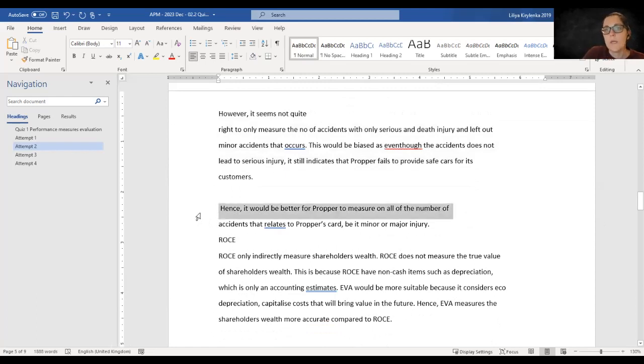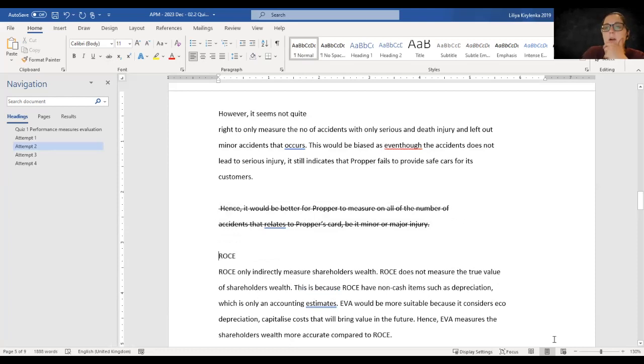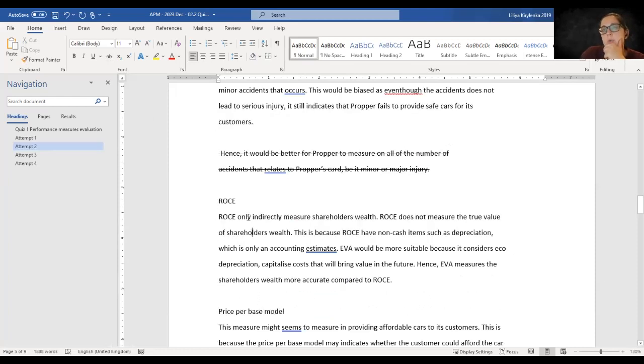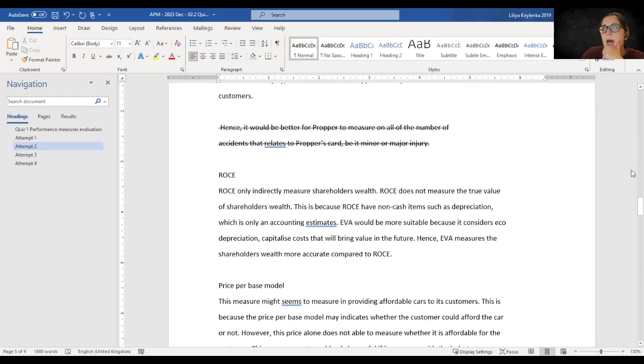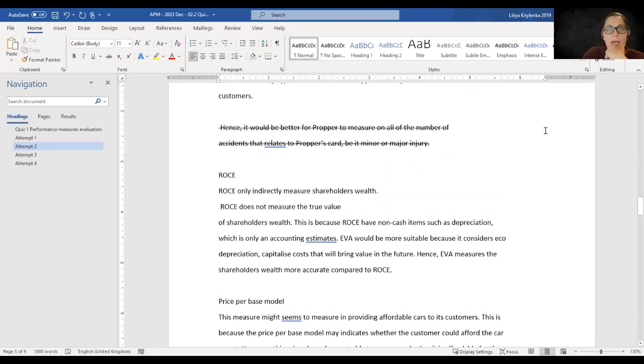The next sentence is off. Why? Because we were not asked to advise. This will never bring a mark because this is something that was not asked for. Return capital employed only indirectly measures shareholders' wealth. Only indirectly is a negative aspect. A negative aspect means that we need to explain why, and preferably in the same sentence. If you just say return capital employed indirectly measures shareholders' wealth, you need to explain why it can be used as a measurement. So it will be a positive sentence.